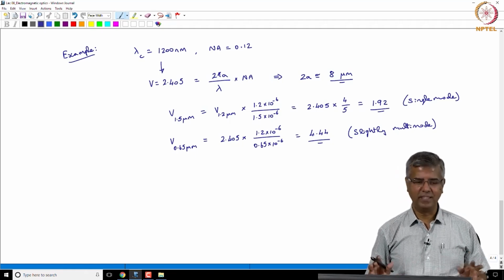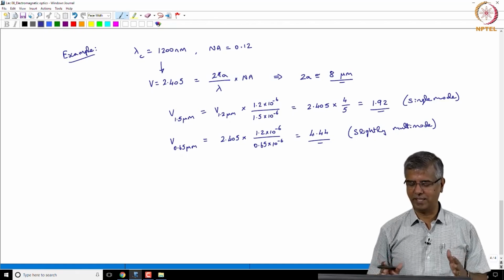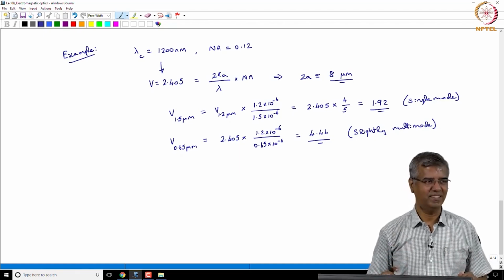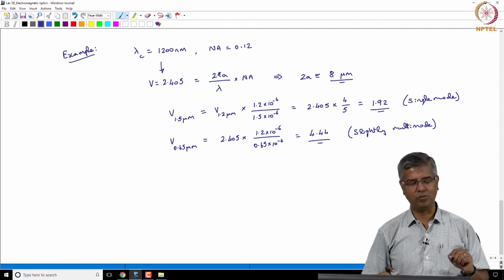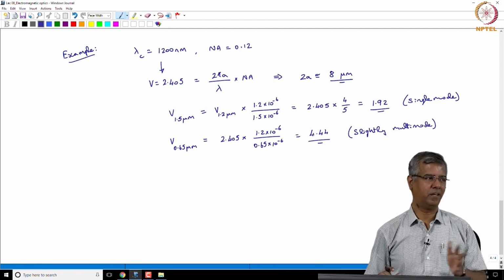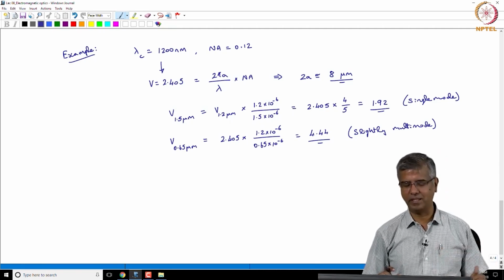Okay, so don't buy into things which say, oh, this is generally single mode fiber, multimode fiber. If they are saying single mode fiber, watch where the cutoff wavelength is and where you are with respect to the cutoff wavelength, and then you can decide whether it's single mode for you or not.